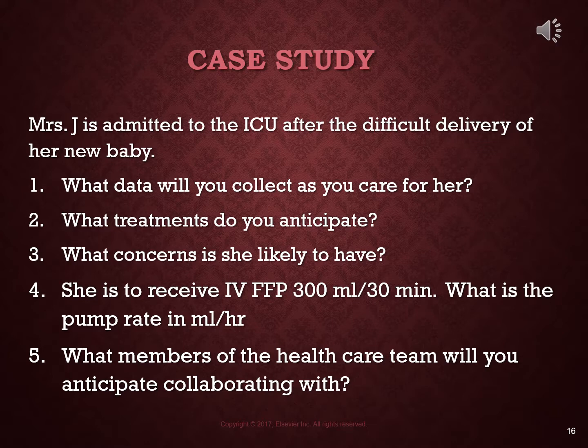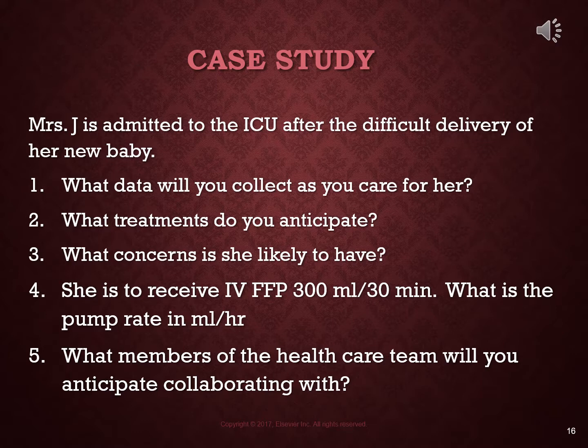So number 4, she's to receive an IV of fresh frozen plasma. You've got 300 mils total going in, and you want that to go over 30 minutes. What is the rate that you're going to set the IV pump for in mils per hour? If you figure that out, that's 600 mils an hour. That's pretty fast. So hopefully you've got either an 18 gauge peripheral line in, or maybe at this point, hopefully you've got a central line in.